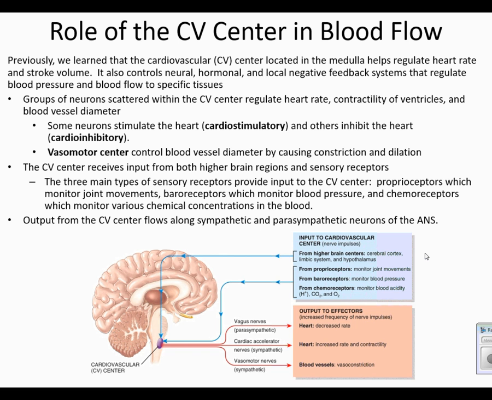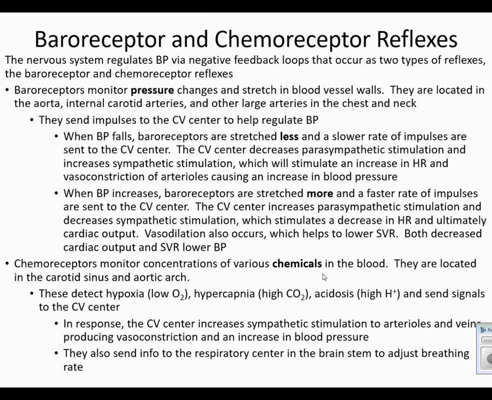We're going to be talking a lot about sympathetic and parasympathetic. We can't get away from those wonderful divisions of our nervous system. We're going to first get into two reflexes that involve some of our input to the cardiovascular center: not from joints, we're not talking about proprioceptors, but the baroreceptors that monitor blood pressure, and then chemoreceptors that monitor various chemical concentrations in our blood. So let's talk about those two reflexes.